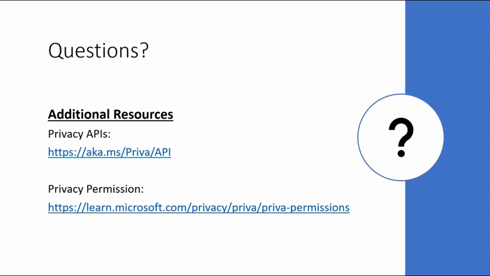A couple of different links to show you as well. If you want to look more at those privacy APIs, you can find them at aka.ms/priva/API. And also for those permissions, here's the URL for that as well. So you can take a look at that, and we'll post these things into the chat window.